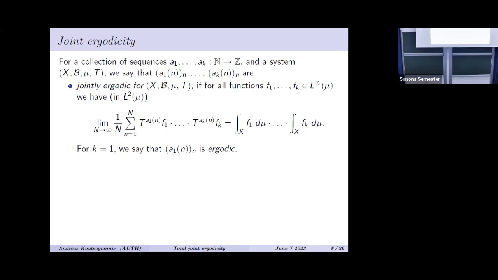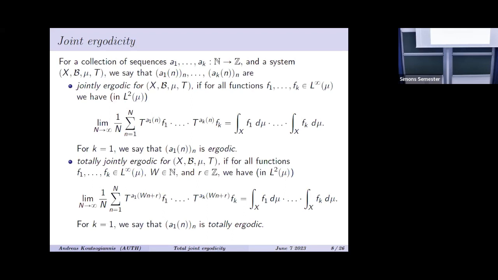if for any k bounded functions, the limit, again, you're going to take it in L2, the Cesàro average of this expression converges to the expected limit. And if you have only one term, then you say that your sequence a_1 is ergodic. Analogously, you say that your sequences are totally jointly ergodic if, by taking any natural number W and r in Z, this expression that you evaluate along the arithmetic progressions converges to the expected limit. And if you have k equal to 1, then in this case, you say that the single sequence is totally ergodic.